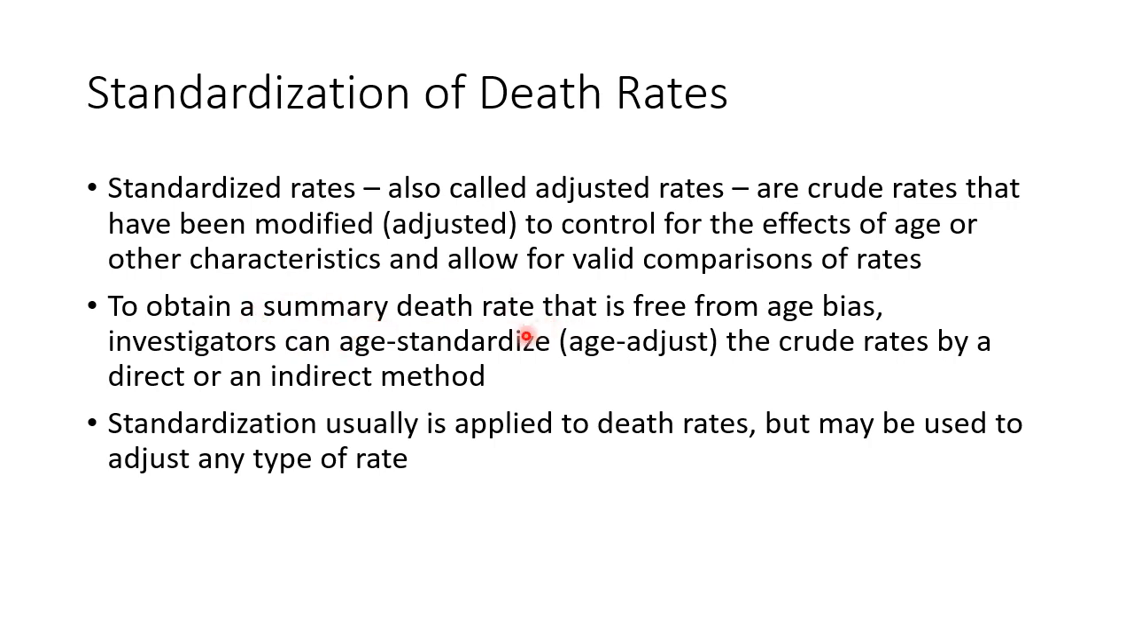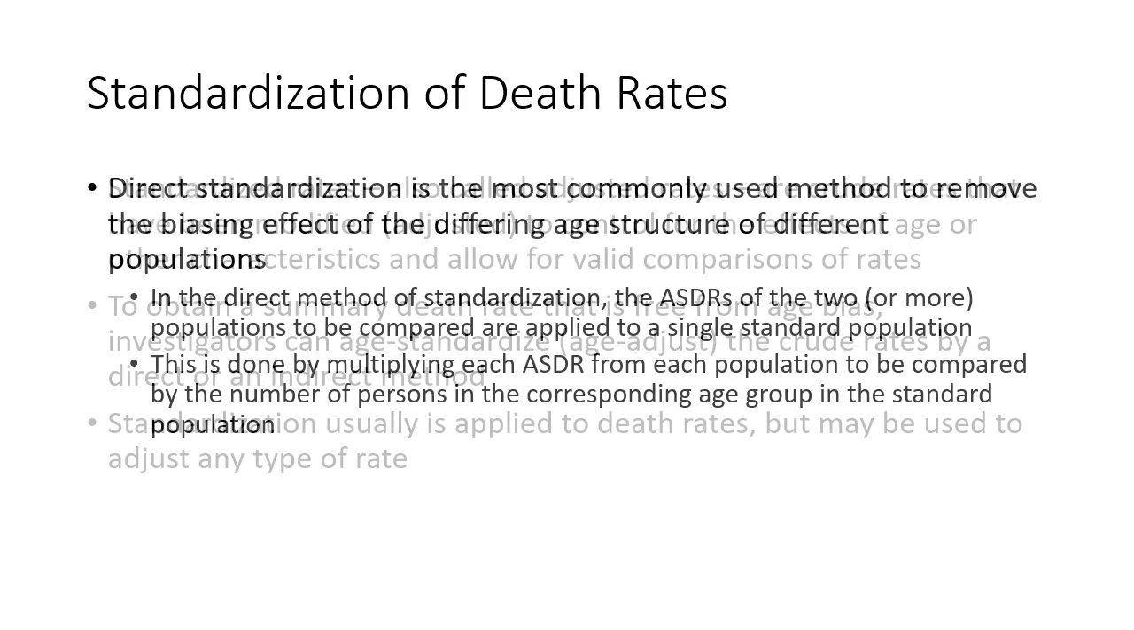And so again, to get the summary death rate that's basically free from this age bias, what they end up doing is making these age-standardized crude rates, and they have a couple of different methods they can do it with, either direct or indirect, and we'll see what those look like in just a moment. But again, you can apply these standardization processes to death rates. It can be used really for any type of rate whatsoever, whether it be incidence of MI, whether it be incidence of HIV diagnosis, whatever the case may be. But again, we use it with death most commonly in these examples.